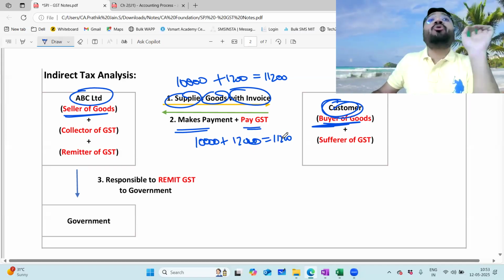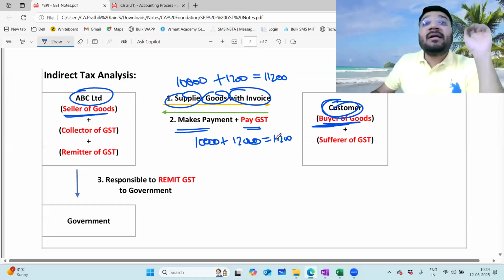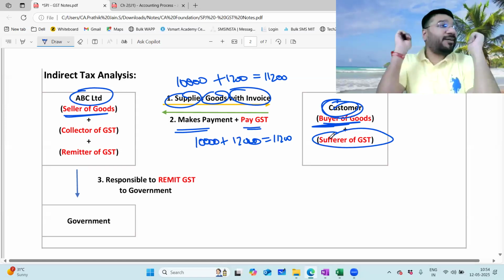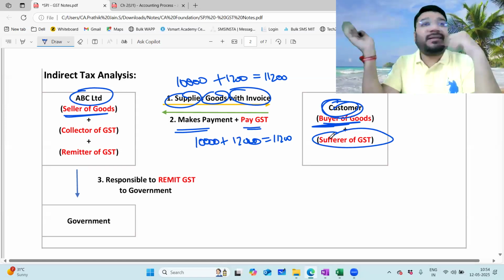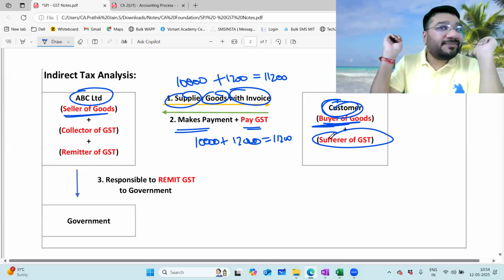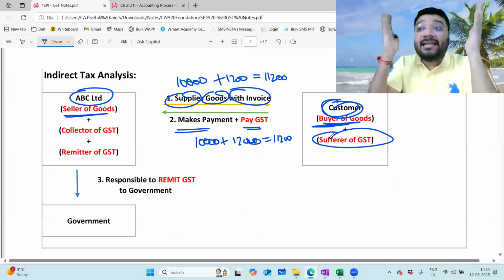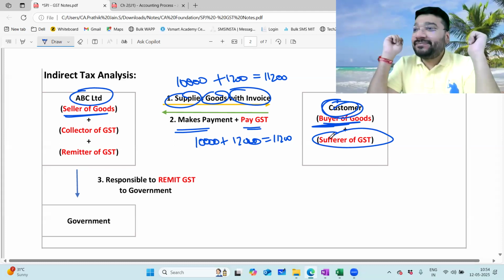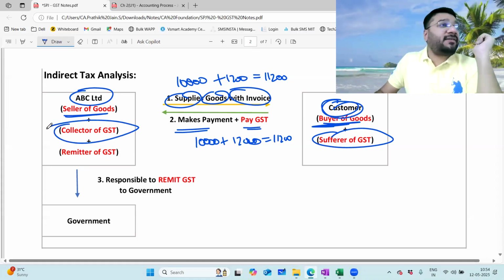My question goes to all of you. In this example, who is the taxpayer? ABC Limited or the customer? Customer, because he is the sufferer of GST. From his pocket only GST went. What went from the pocket of ABC Limited? Nothing. Goods worth 10,000 went, and for that money also came back. The extra money the customer paid, 1,200, ultimately the dent happened in whose pocket? The customer's pocket.